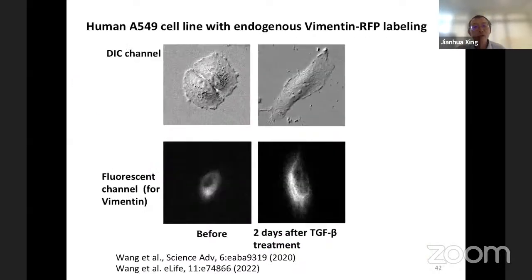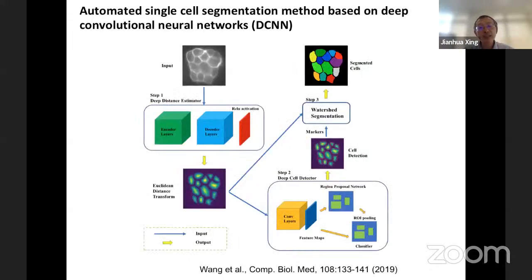Briefly, what we do is we have cells undergoing EMT, from epithelial cells to mesenchymal cells. They have dramatic changes in morphology and also gene expression. This is the fluorescence channel for Vimentin. We have endogenous labeling. What we do is quantify those images. We developed a machine learning technique to segment cells, which I won't go through in detail.